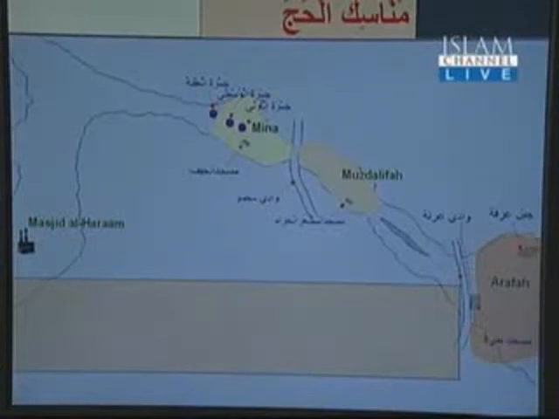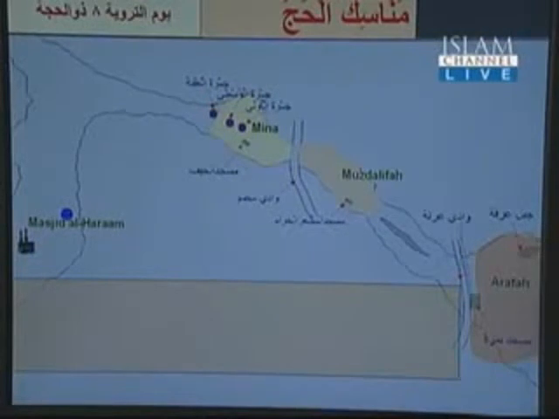Okay, now you know where Masjid al-Haram is, where Mina, Muzdalifah and Arafah are. So we start from Yawm al-Tarwiyah. This is the 8th of Dhul Hijjah. This is when you start the rites of Hajj. You are somewhere near Masjid al-Haram. The blue circle or the smiley face indicates where you are.